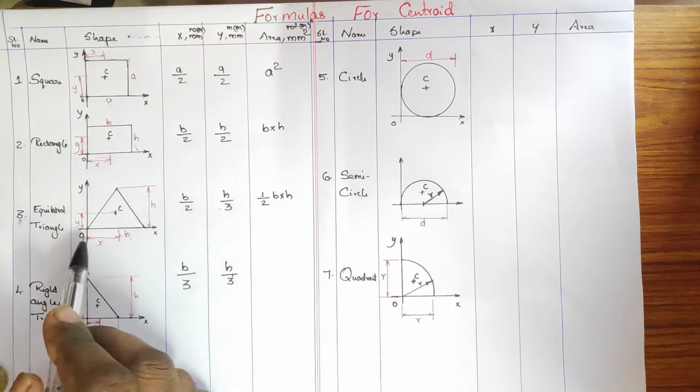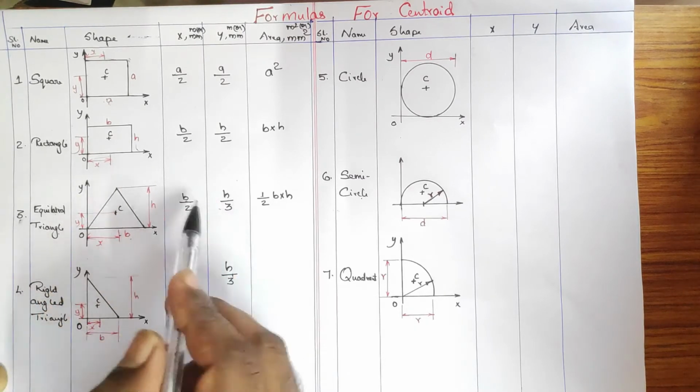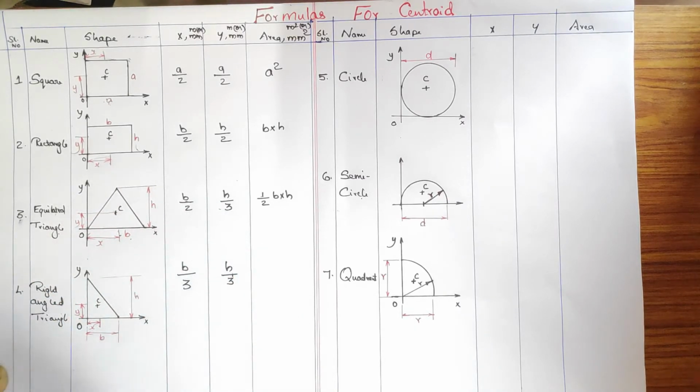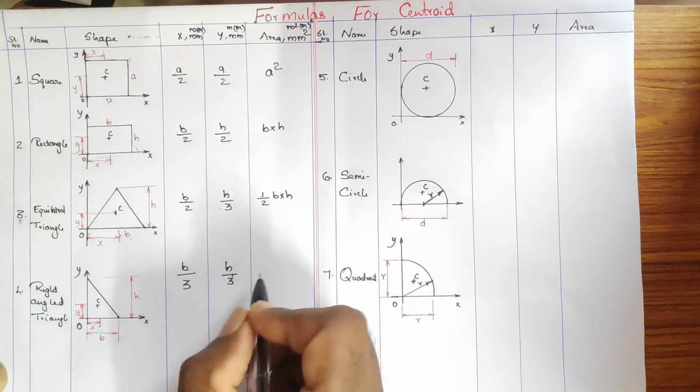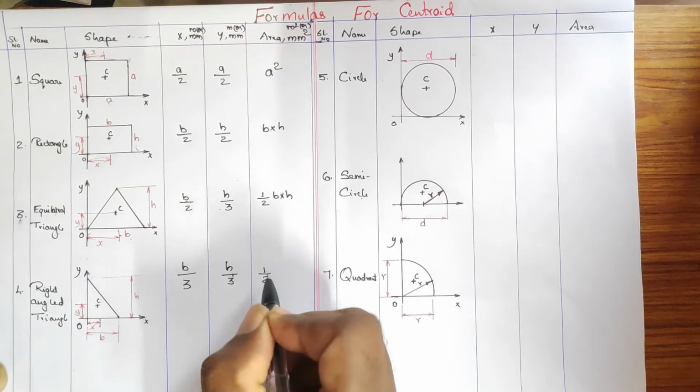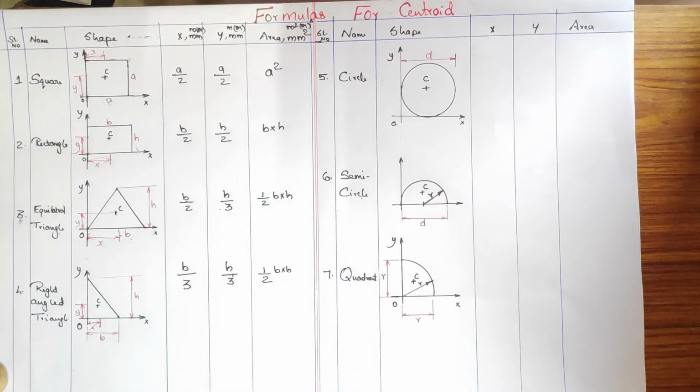Okay, so just see the difference, equilateral triangle and right angle triangle. Equilateral triangle for the x B by 2 and for y h by 3, and in the right angle triangle both the x and y measurement is B divided by 3 and h divided by 3. Just see the difference. You should not confuse the equilateral triangle and right angle triangle. Okay, fine. And for the area, it's similar. It's a triangle, right? Triangle in the sense half length into breadth. So BH, the same formula.